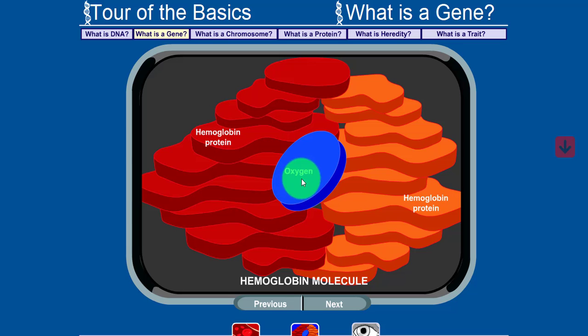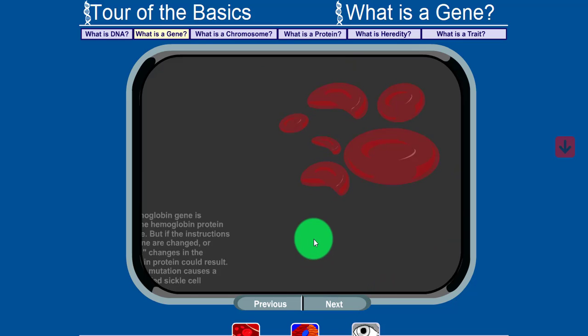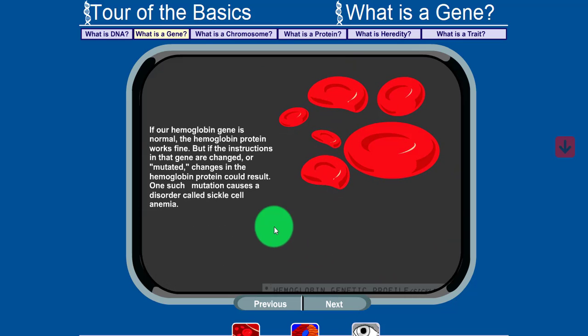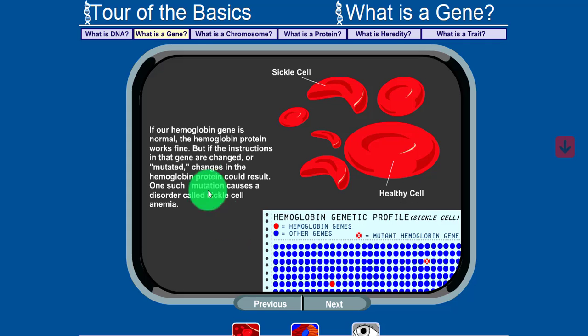Oxygen is carried on the hemoglobin protein, the hemoglobin molecule. If our hemoglobin gene is normal, the hemoglobin protein works fine. But if the instructions in the gene are changed or mutated, a change in the hemoglobin protein could result. One such mutation causes a disorder called sickle cell anemia.